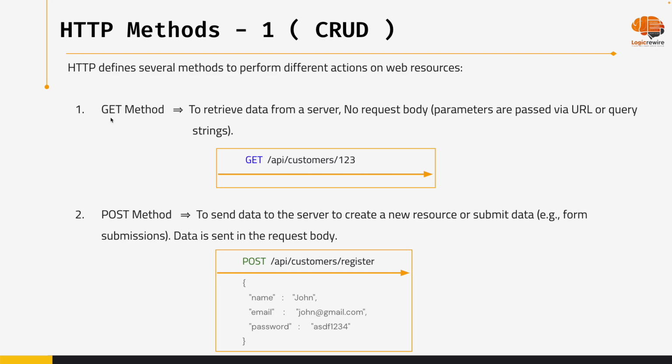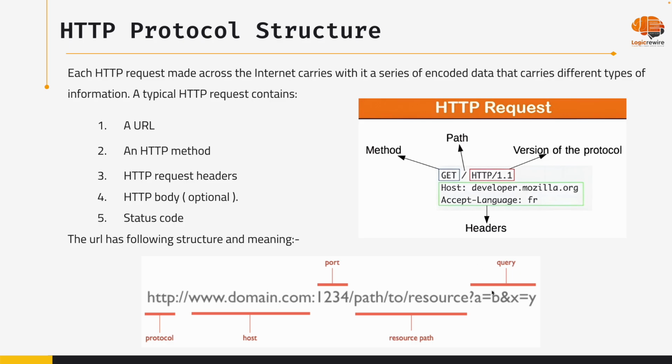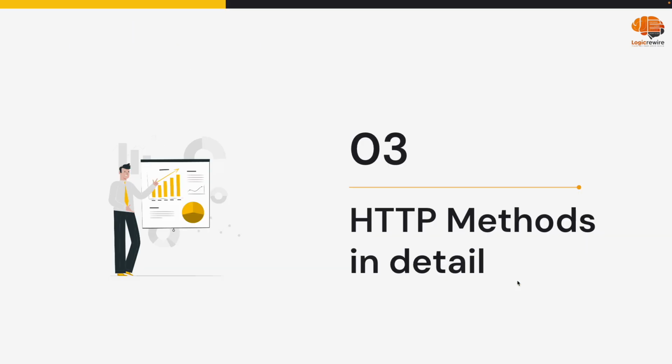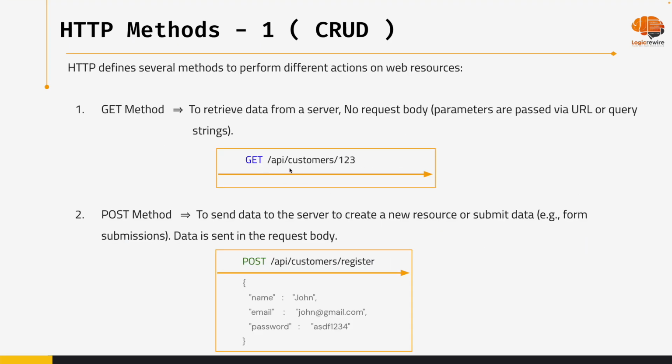But in the GET method, what happens? We need not provide any data in the body. There won't be a request body. Whatever you want to provide, you have to provide in the URL itself. In the URL, we can provide a question mark, a equal to b and x equal to y. It's a query, you are providing more information to the server. So that is the GET method.